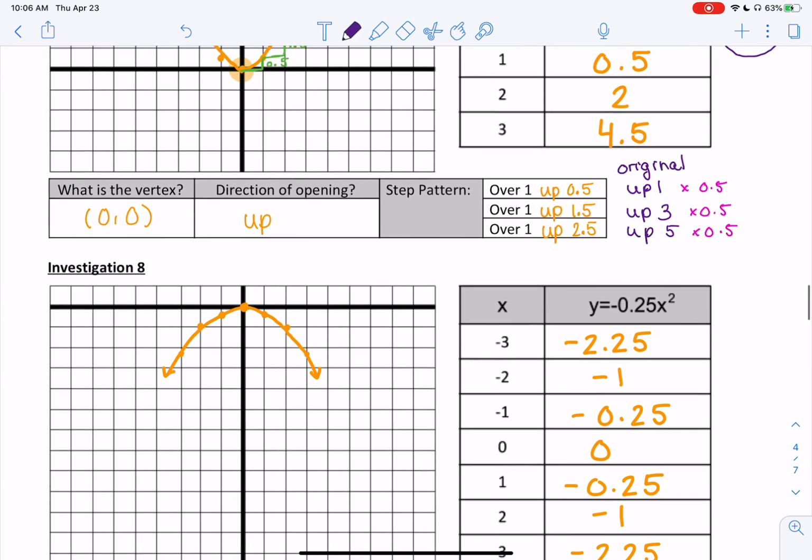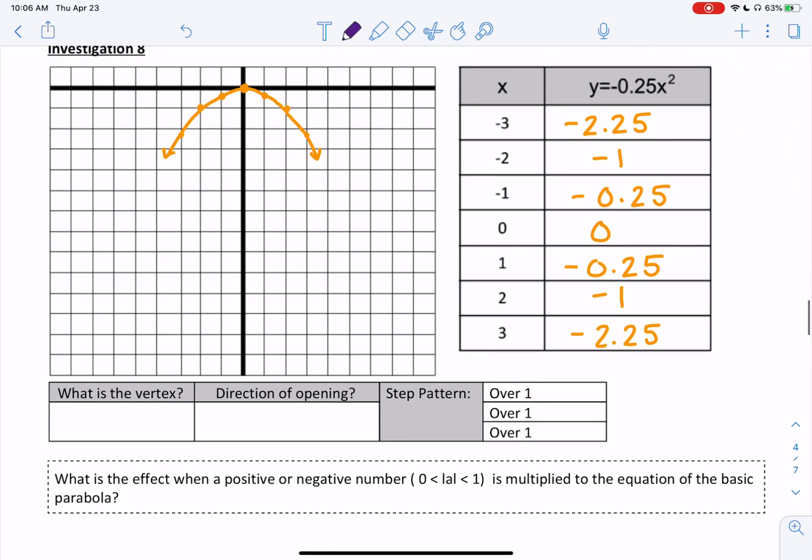So last one, we've almost made it. Y equals negative 0.25x squared. So let's first start by identifying our vertex here. We're still at 0, 0. Now our direction of opening is down, which is not surprising because we have that negative in front of the 0.25. And now we'll look at our step pattern.